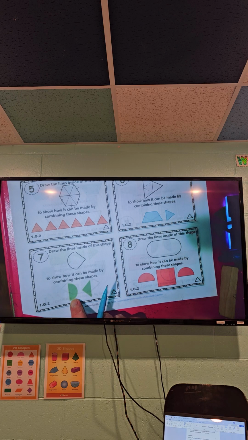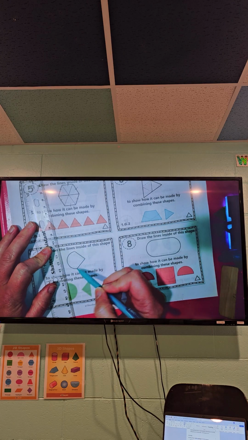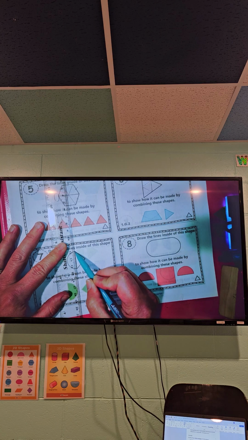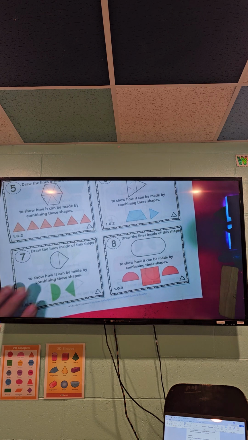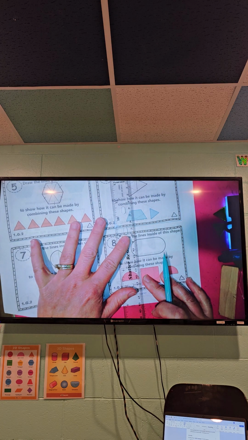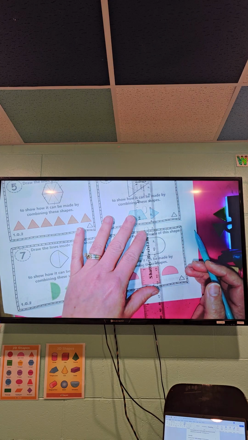Now we have a semicircle and a triangle. And this one we can tell where we should draw our line because our circle is curved and it comes to this corner here. So that's where our line goes. We have 2 semicircles and we have 2 curves, so we know where those are going to go. So this one is pretty simple as well. Just try to get as straight as possible.